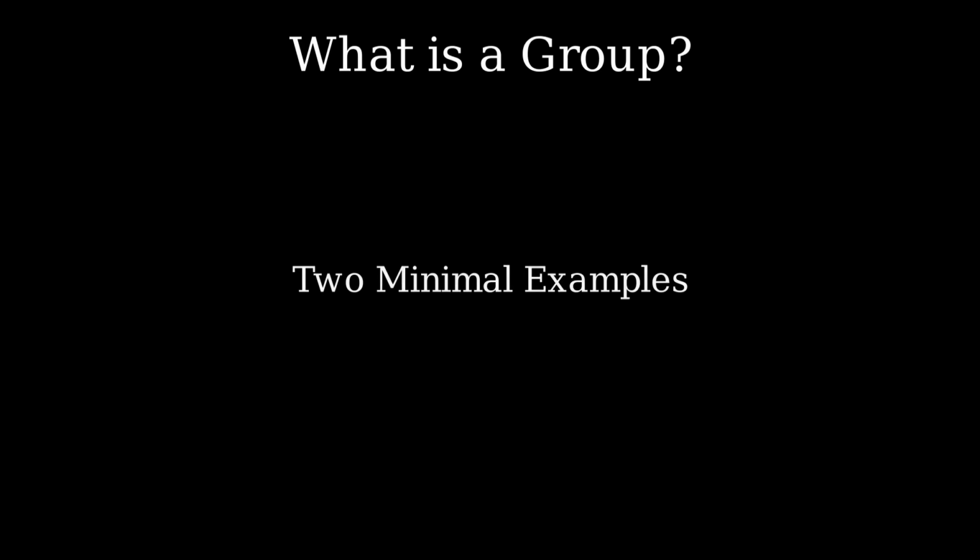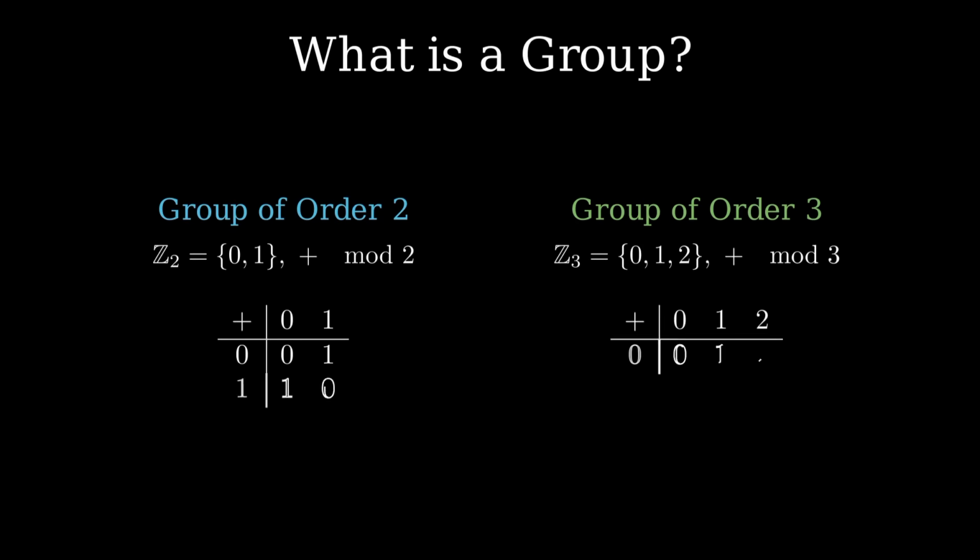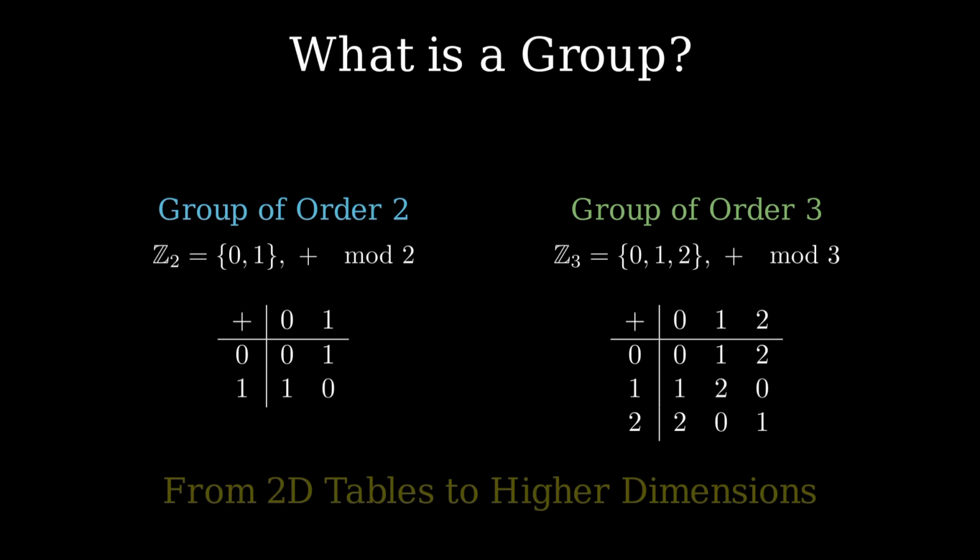Let me show you two minimal examples. The group of order 2, that's Z mod 2 with elements 0 and 1 using addition modulo 2. Here's its operation table. The group of order 3, Z mod 3 with elements 0, 1, and 2 using addition modulo 3. Here's its table. Now, instead of stopping at these flat two-dimensional tables, we're going to take a leap from 2D tables to higher dimensions.